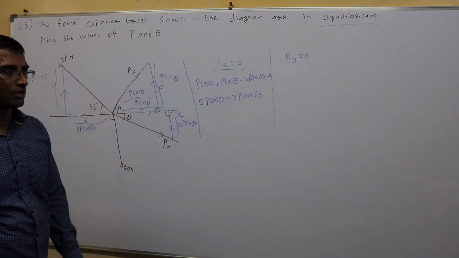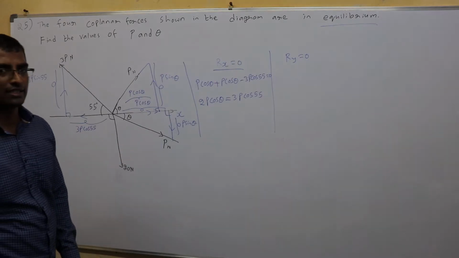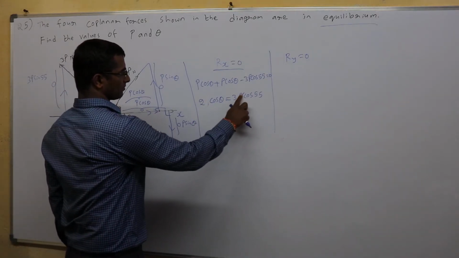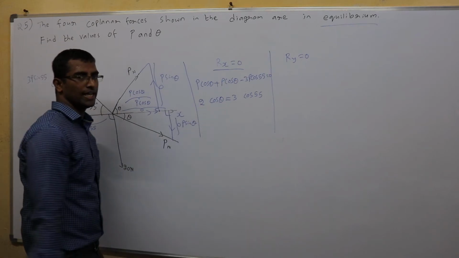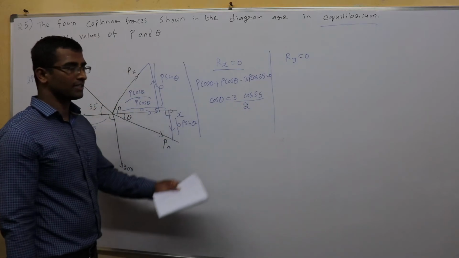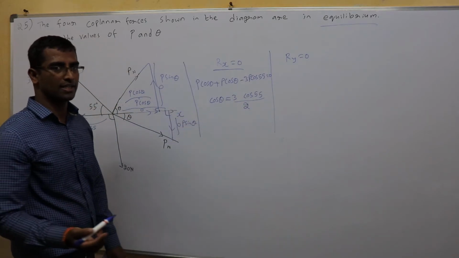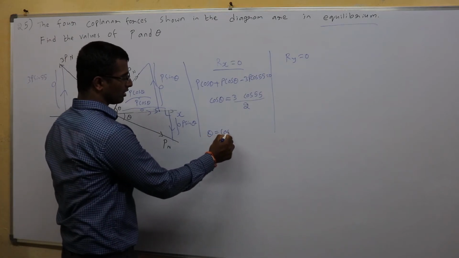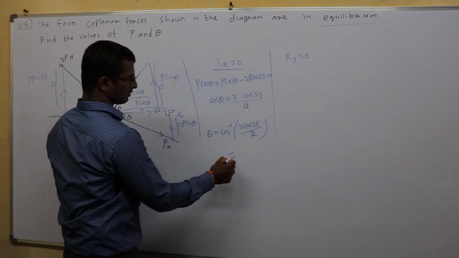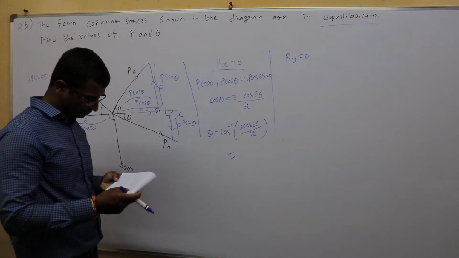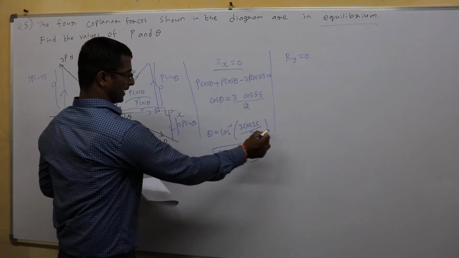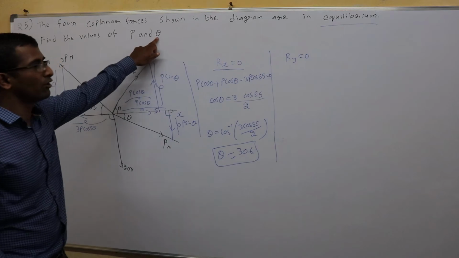Now, what can I cancel out? I can cancel out P on both sides. So P gone. Next, I send 2 to the other side, so 2 will go in the denominator. Next, I can get theta from here if I send cos to the other side. So theta equal to cos inverse of 3 cos 55 by 2, which will give you the answer 30.6 as your theta. We found theta.